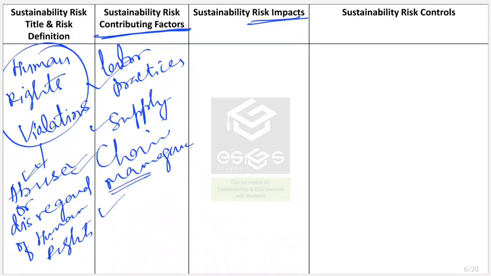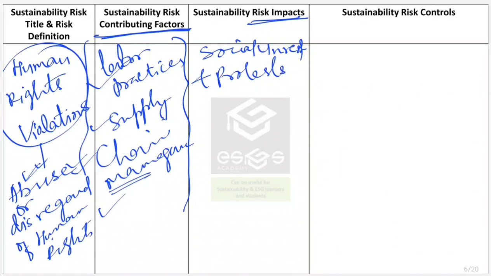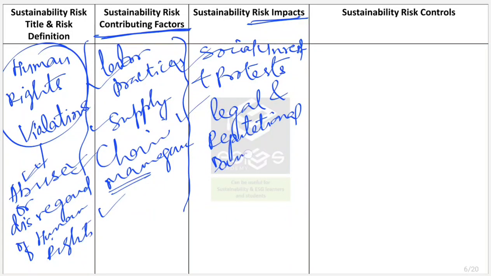Then what can be the risk impacts? Risk impact can be because of these human right violations. Okay, it can be converted into social unrest and also protests. Then maybe legal and of course reputational damages. Okay, damages to the reputation, also legal risk because of the non-compliances, impact on workforce productivity.